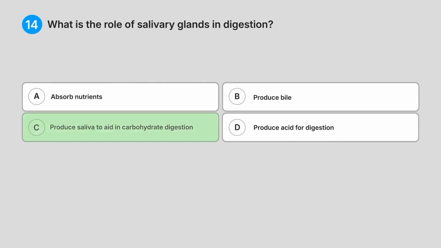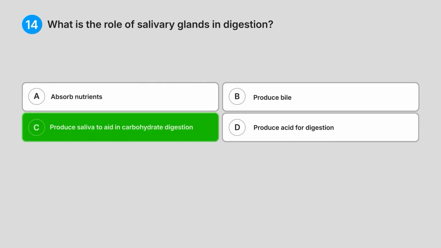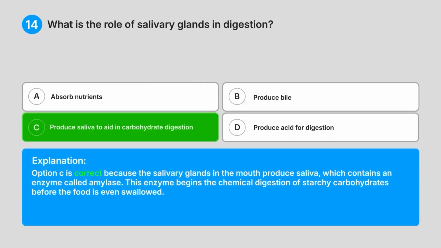Correct answer, C. Produce saliva to aid in carbohydrate digestion. Explanation. Option C is correct because the salivary glands in the mouth produce saliva, which contains an enzyme called amylase. This enzyme begins the chemical digestion of starchy carbohydrates before the food is even swallowed.